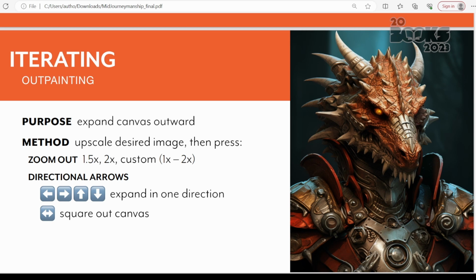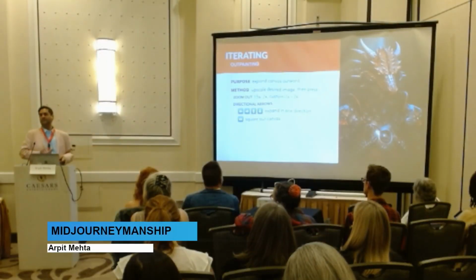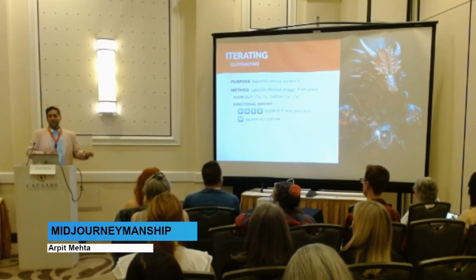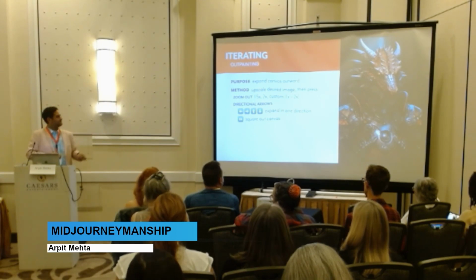And then again, the method: upscale the desired image, and then there are a couple of options there. It'll show you zoom out 1.5x, zoom out 2x, and then custom zoom out, which again, the range is between 1x and 2x. And then they have directional arrows, and so this is panning, so you can pan left, right, up, or down, and you can also have it square out the canvas. So if you're doing aspect ratio 2:3, but you're like, oh, I want this for social, I want it in the square format, it's a simple way to do that.